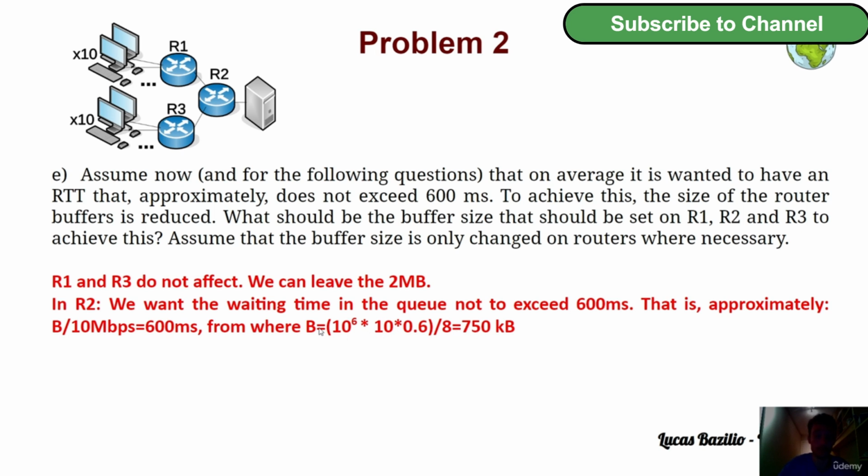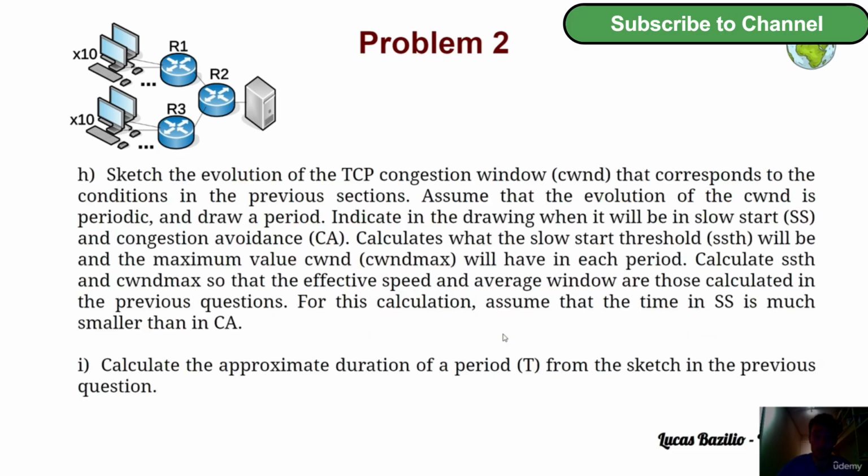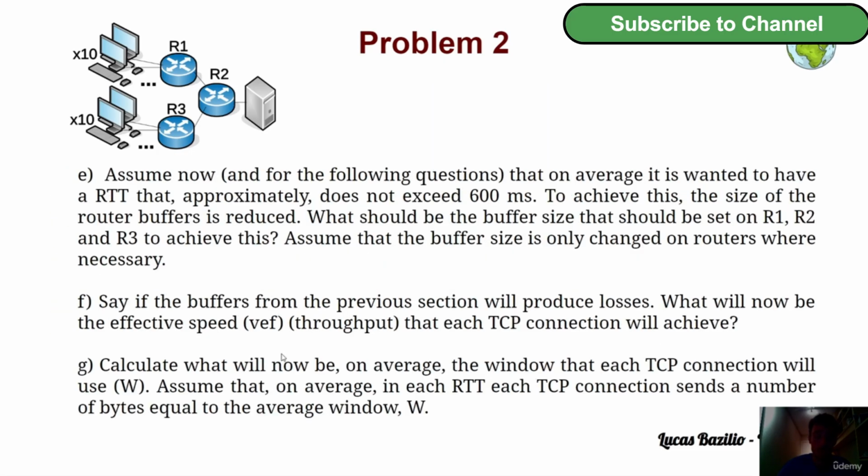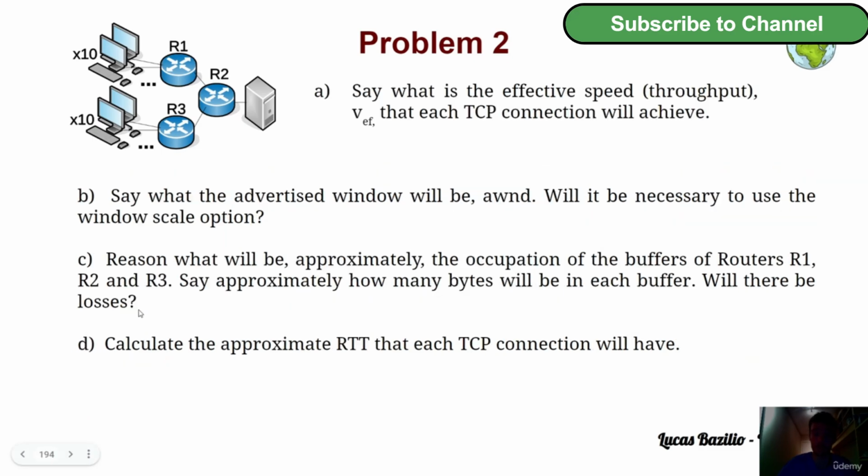Now the value of the buffer size that should be set on the router 2. This is the value of the buffer size that should be set, 750 kilobytes. With this we solve the equation E. On the following lecture we are going to solve the question F of this problem 2.